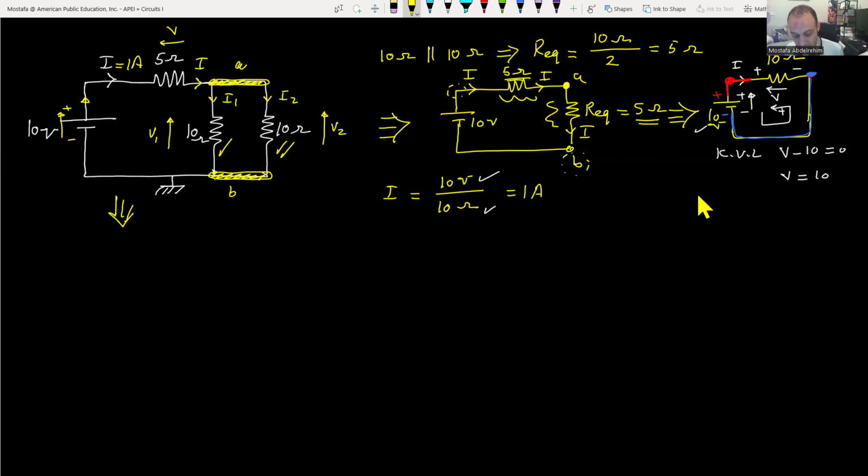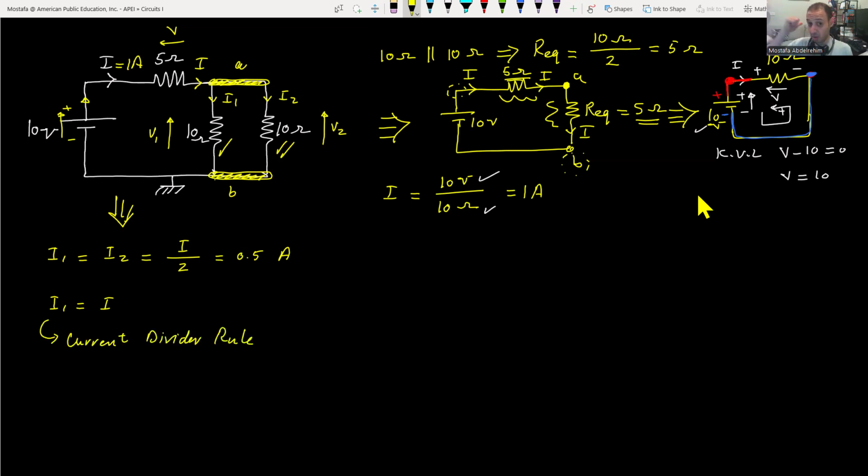So the current will be divided equally. So we can say without any complications, I1 equals I2 equals I over 2 because they are parallel resistances with the same resistance. So it's equal to half ampere. If you want to do it like a nerd, so I1, for example, equals, with the current divider rule. Go back to our video about the current divider rule.